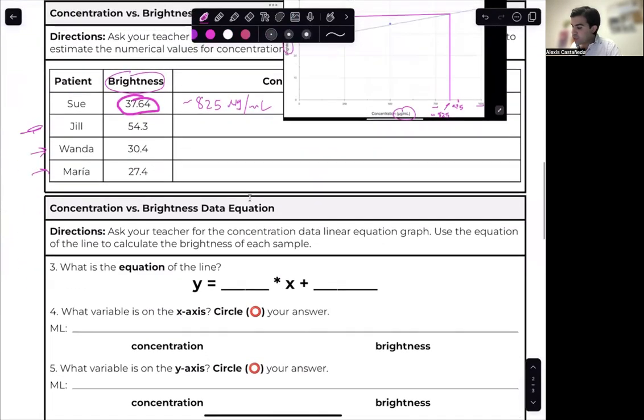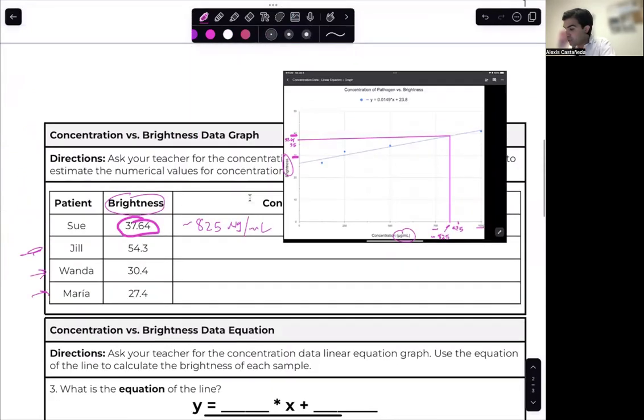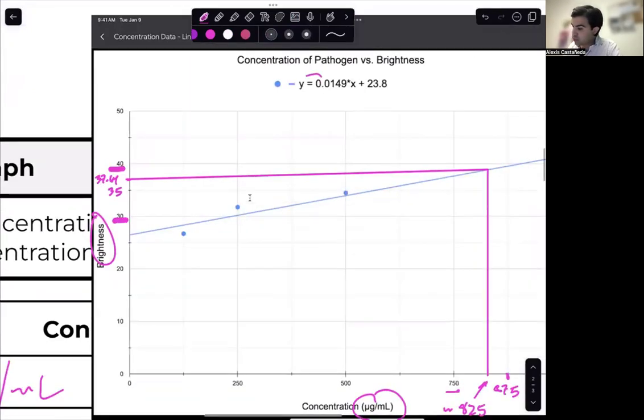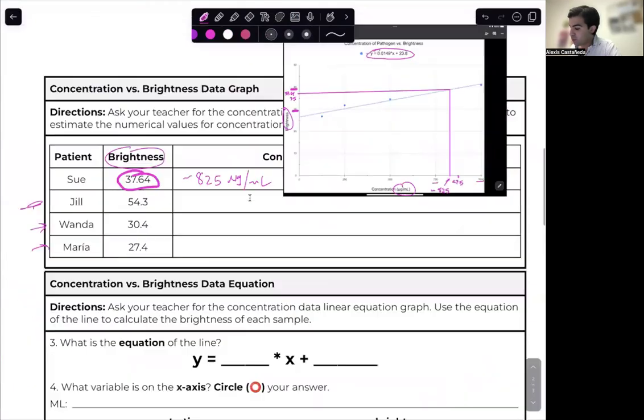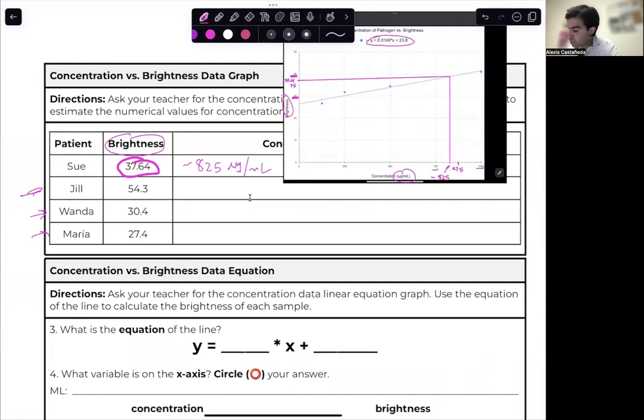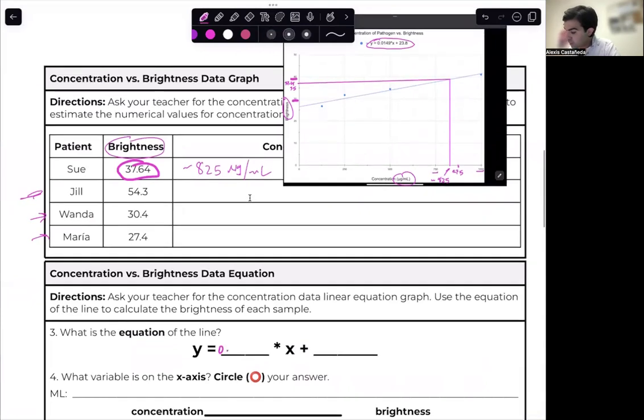Then on this part, it's asking you for the equation of the line. So what is the equation of the line? So here we have what the equation is. It says y is equal to 0.0149 times x plus 23.8. So here you're going to write that equation. So y is equal to 0.0149 times x plus 23.8.